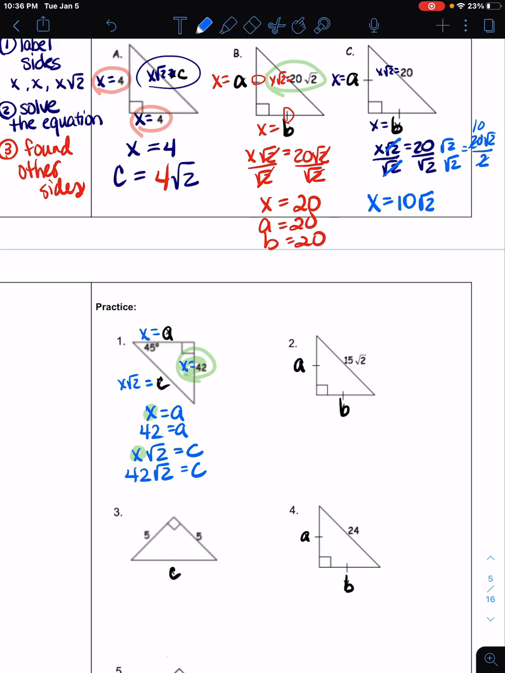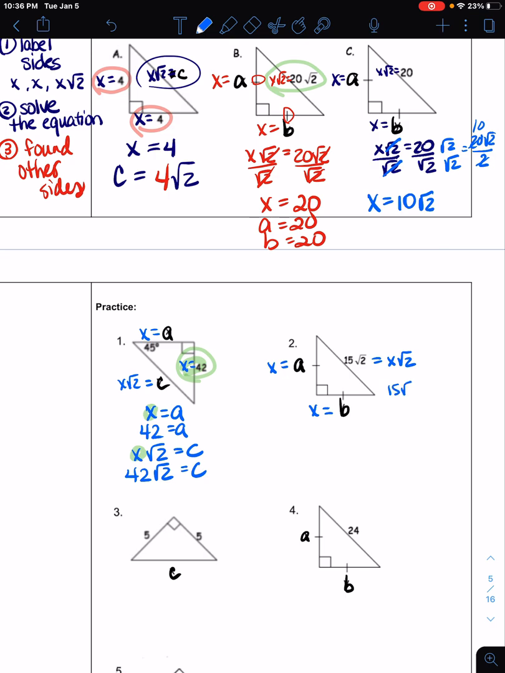Okay, we'll do the same thing here. We've got x is equal to a, x is equal to b, x is equal to 15 root 2. Well, there's no equation to solve. We already have x is equal to 15 root 2. Oops, x root 2. I did something wrong. I'm sorry. I'm going to write it over here for space. X root 2. I forgot. X root 2 goes on the hypotenuse. See, you can make mistakes just like me. Okay, sorry about that. So that's the equation we have to solve.